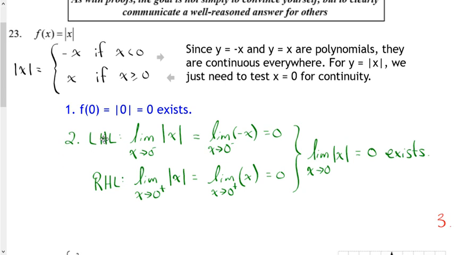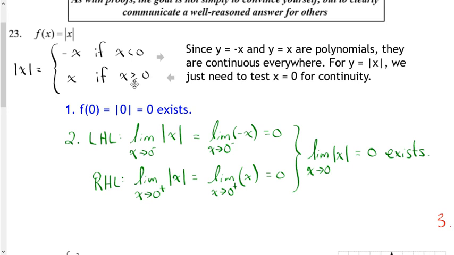Notice a little negative in the exponent. And I'm replacing the absolute value of x with that left side definition, which is negative x. When I plug in the 0, I get 0. Same thing for the right-hand limit. Here I substituted in the x. That's the right-hand definition when x is greater than or equal to 0.